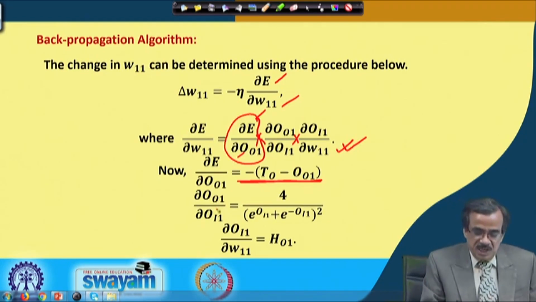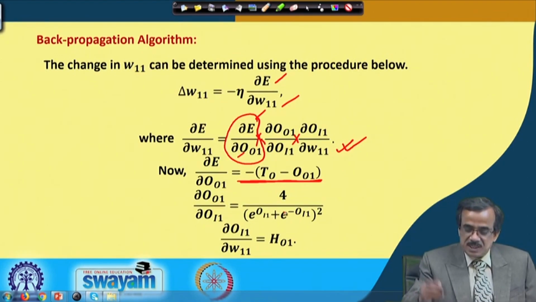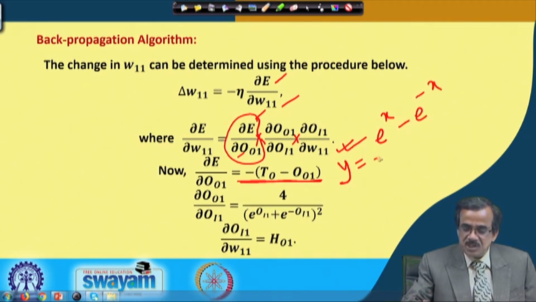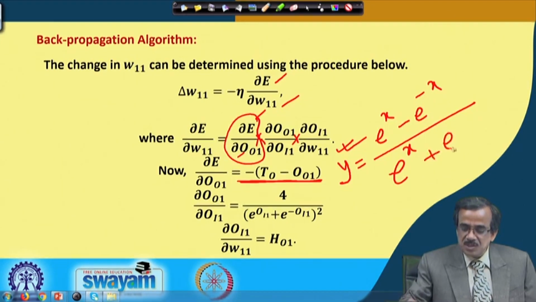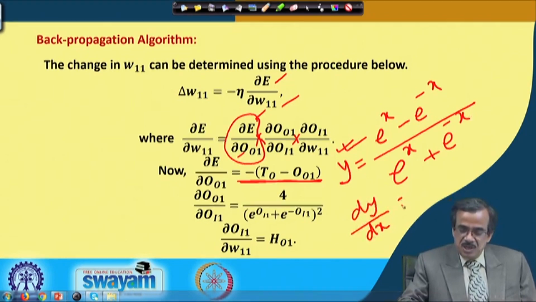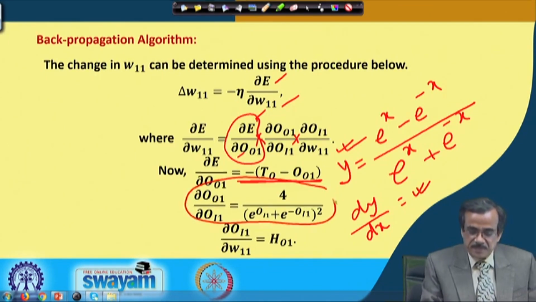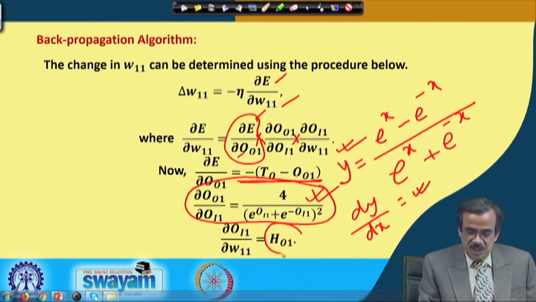Then comes the partial derivative of O_O1 with respect to O_I1, and here we have the tan sigmoid transfer function. If you write down the expression for tan sigmoid, e raised to the power x minus e raised to the power minus x, divided by e raised to the power x plus e raised to the power minus x, very easily we can find dy/dx. This I have already discussed. With a little bit of simplification, you will get this expression. So the partial derivative of O_O1 with respect to O_I1 is nothing but this. Then the partial derivative of O_I1 with respect to W11 is nothing but H_O1.